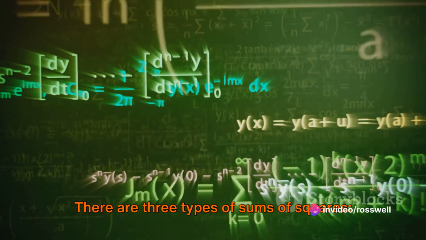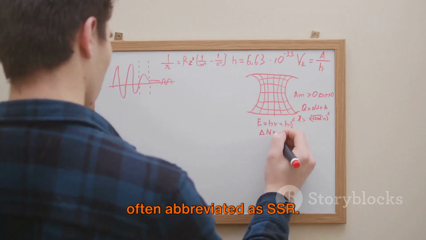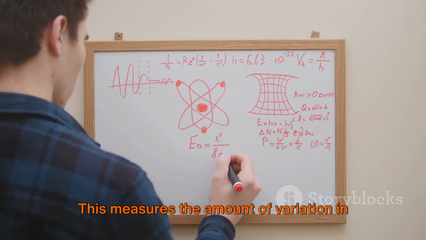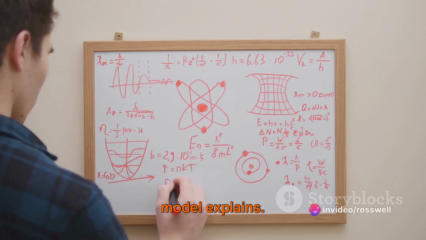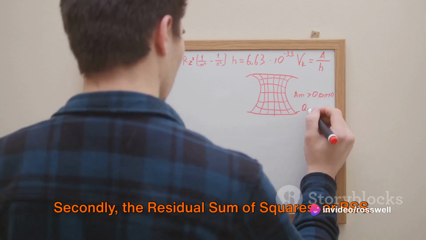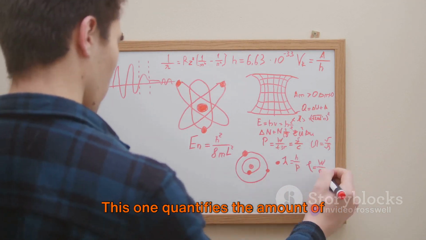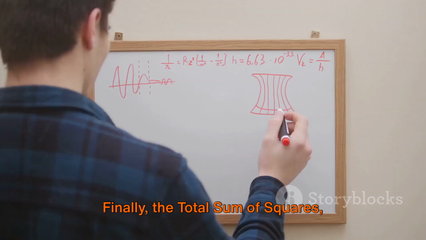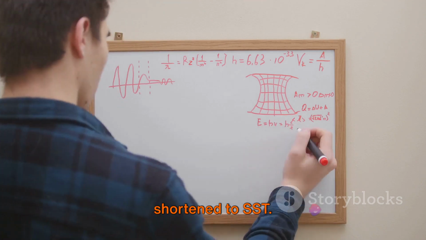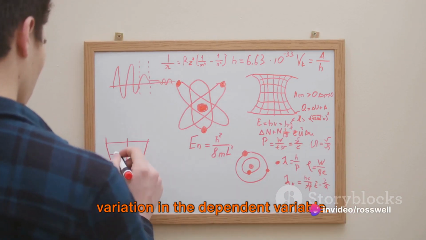There are three types of sums of squares. Firstly, the regression sum of squares, often abbreviated as SSR. This measures the amount of variation in the dependent variable that the regression model explains. Secondly, the residual sum of squares, or RSS. This one quantifies the amount of variation in the dependent variable that the regression model doesn't explain. Finally, the total sum of squares, shortened to SST. This sums up the total amount of variation in the dependent variable.